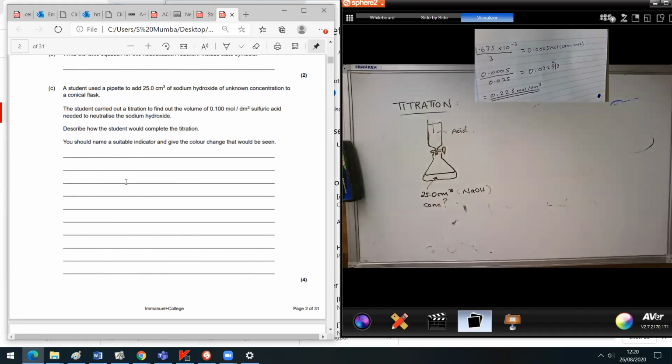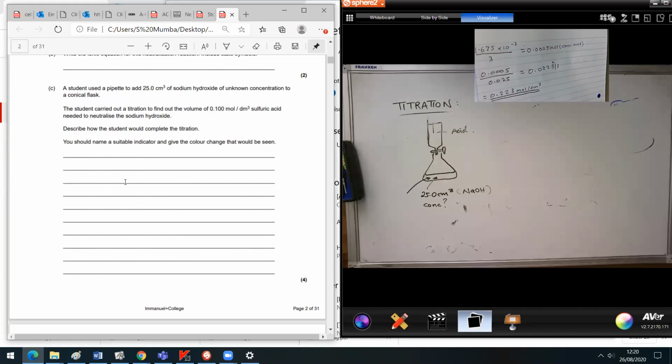Okay. So how would the student carry out this titration? You should name a suitable indicator and give a color change. Can you remember anything we spoke about indicators? What indicators could you use in here? Of course, the universal indicator. Universal indicator is not advised.